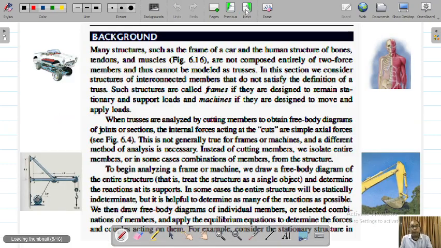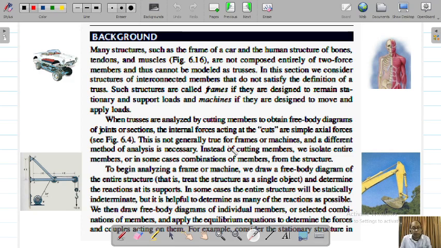Now, just to have some background knowledge of this subject: whenever we are going to analyze a truss, we must remember that when we plot the free body diagram of joints, the internal forces at cuts will be axial forces. As I told you, they will be either under tension or compression. But that will not be the case for frames and machines.